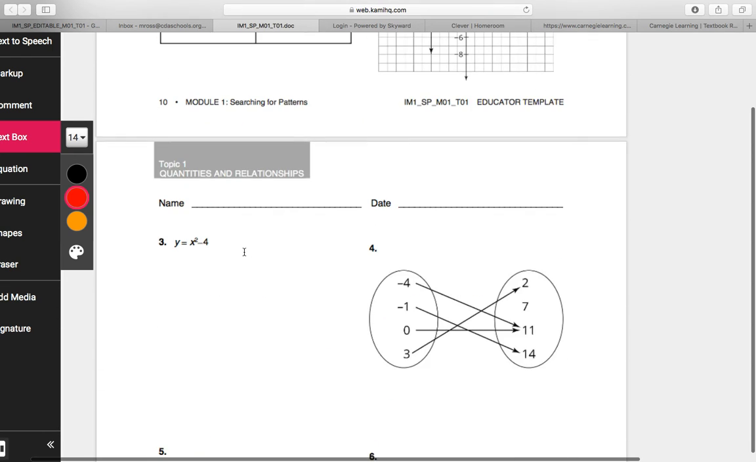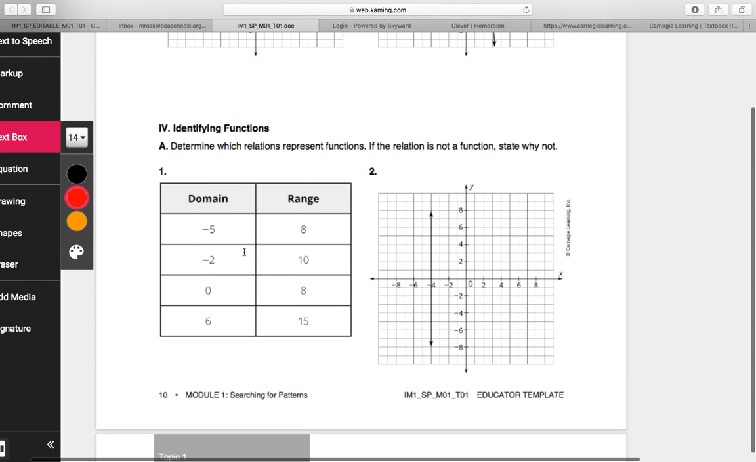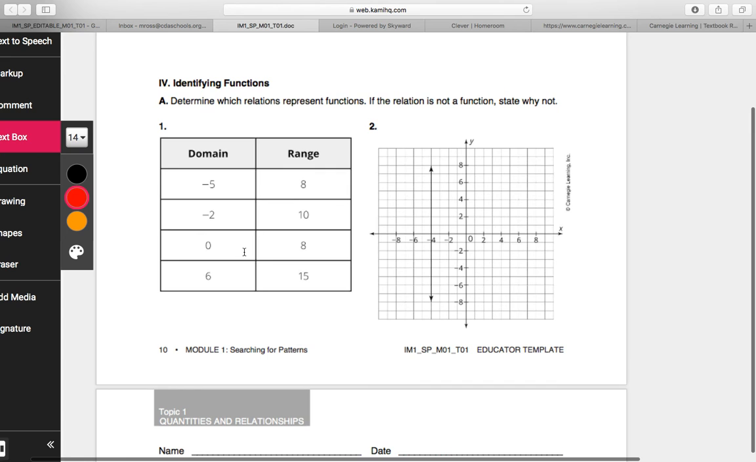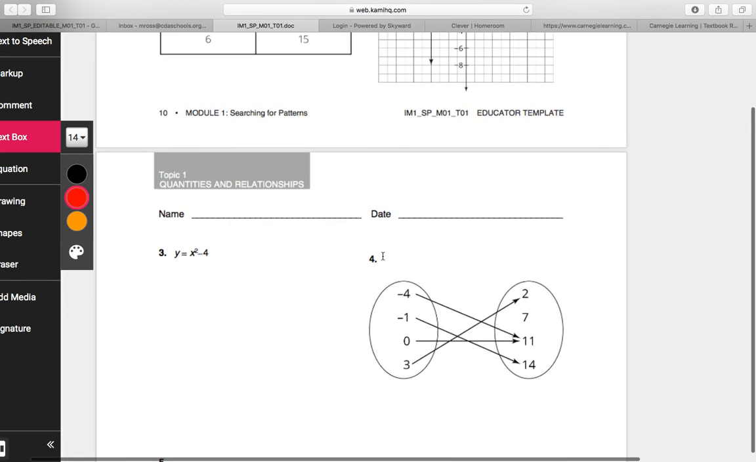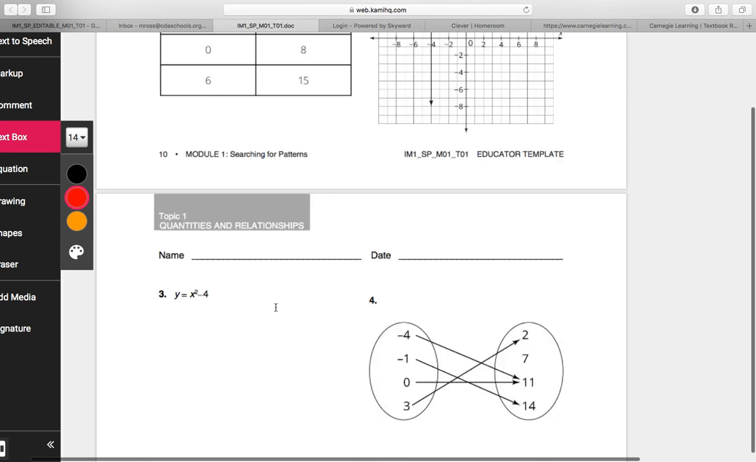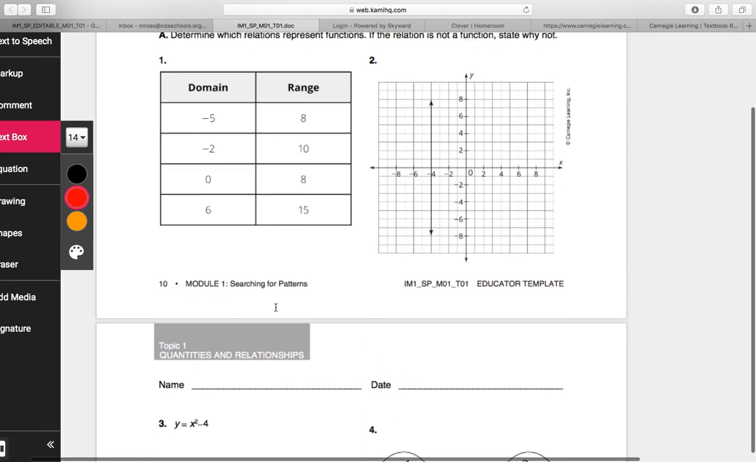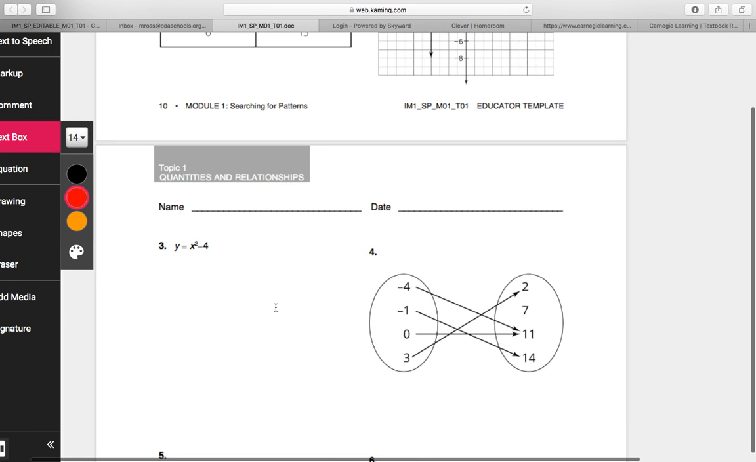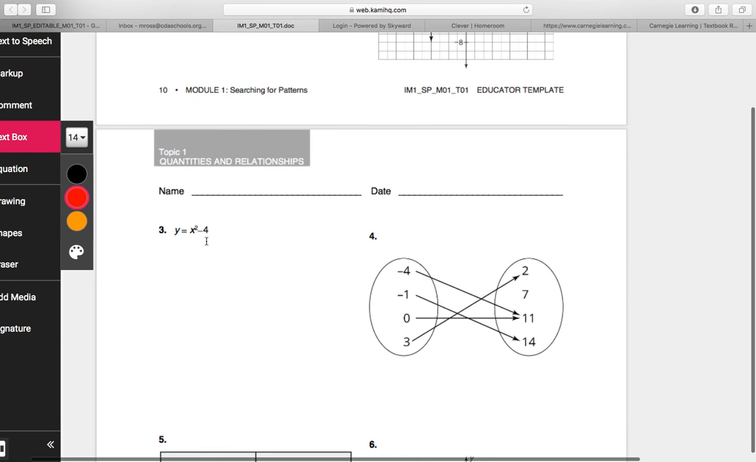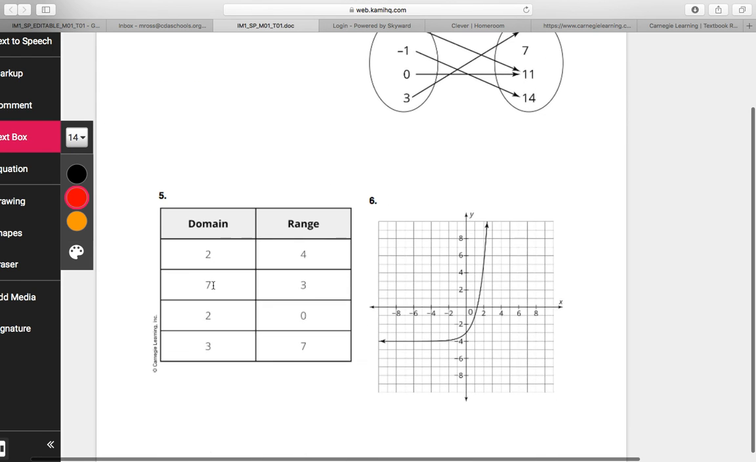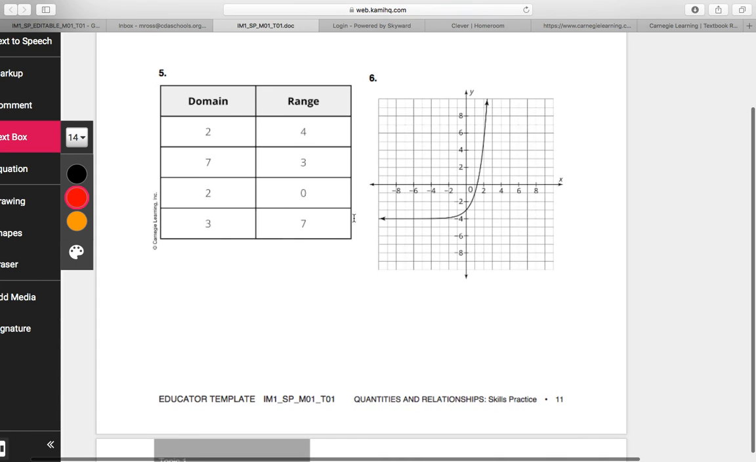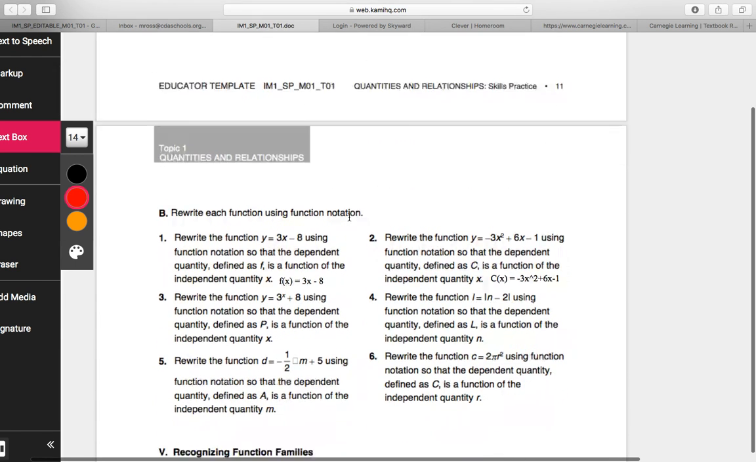I'm going to skip down. Next, determine which relations represent functions. If the relation is not a function, state why not. So we already did these, right, in tables. And then if we're looking at mapping, you can't have your x repeat. 2, you're looking at a linear or a vertical line test. 3, remember your y just can't have exponents and your x can't be underneath a square root sign to be a function. Again, in tables, your x just can't repeat. 6, you're looking at a vertical line test, and so on and so forth.